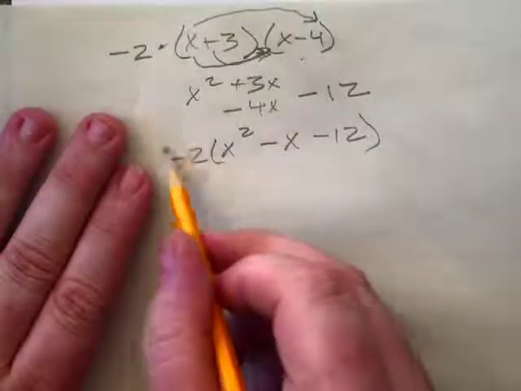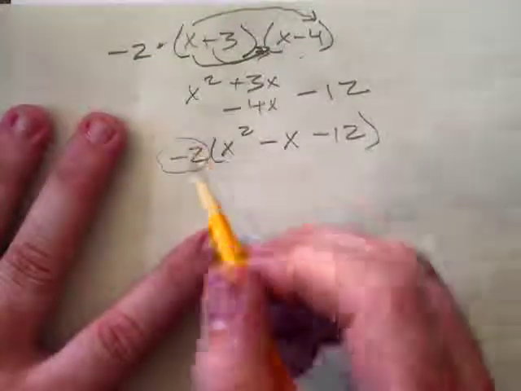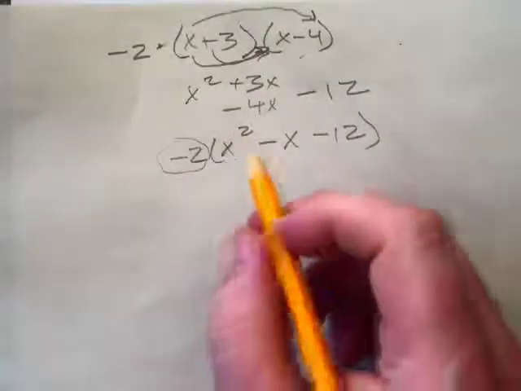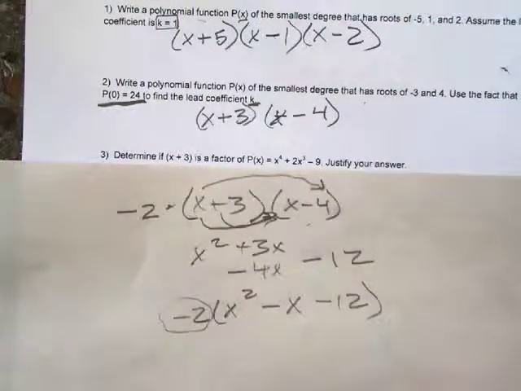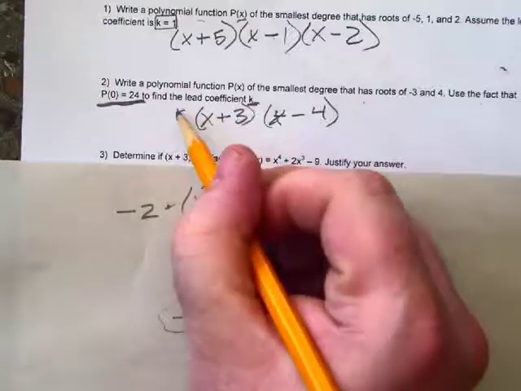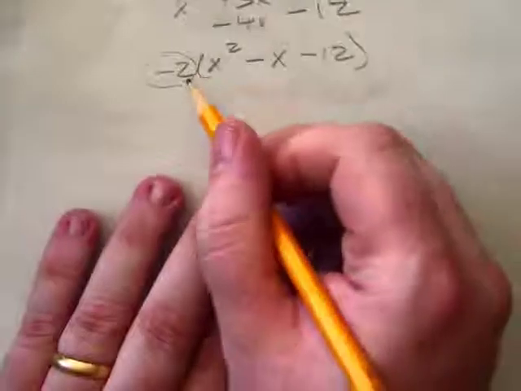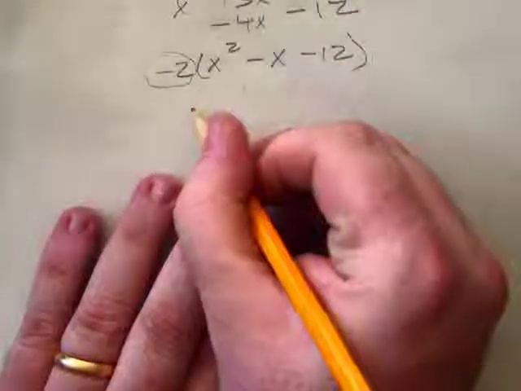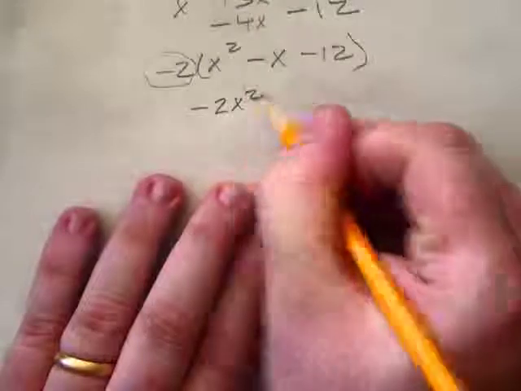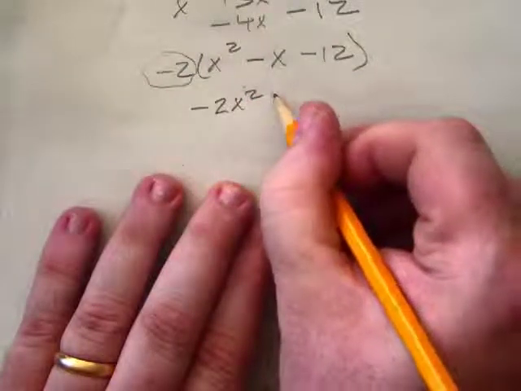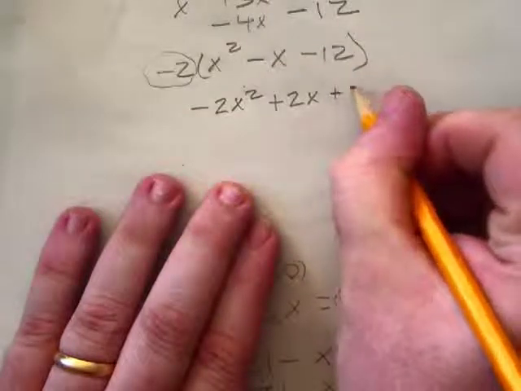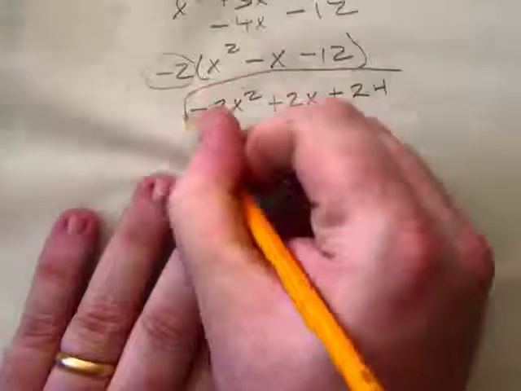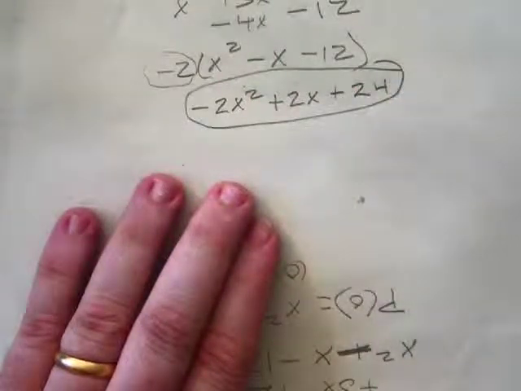Now we've got the k in front. We got a multiplier up front to change the lead coefficient, because the equation told us it had a lead coefficient of k. We didn't know what it was, so that's the same thing as just putting a k right on front. So now we have negative 2 times x squared. We get negative 2x squared. Negative 2 times negative x is positive 2x. Negative 2 times negative 12 is a positive 24. That's the answer for number 2.